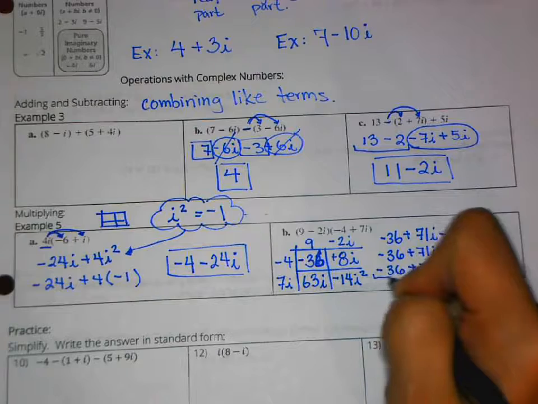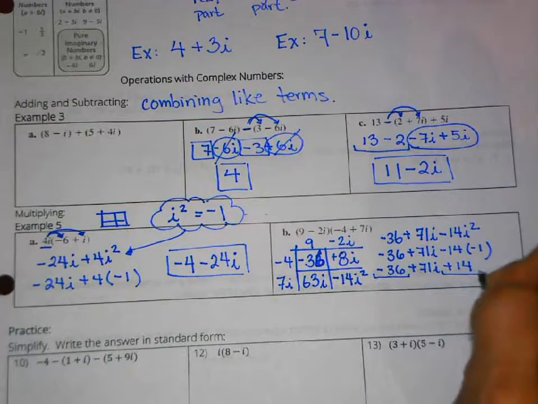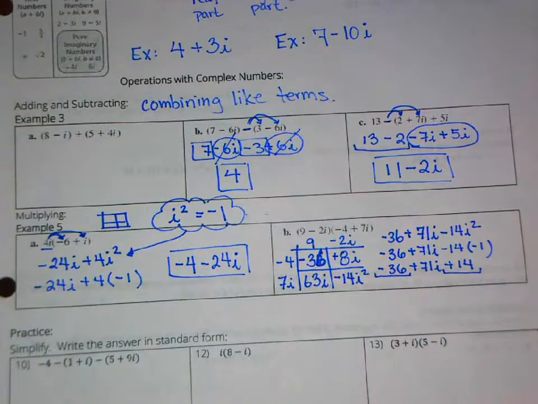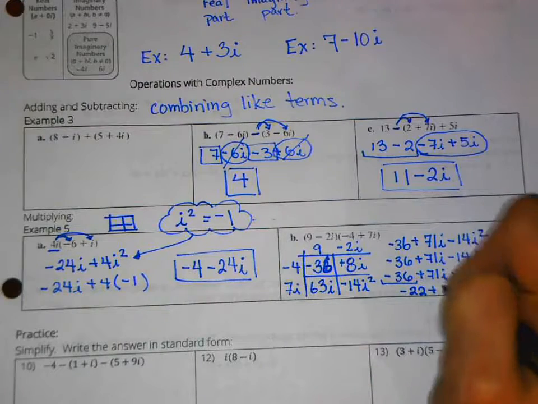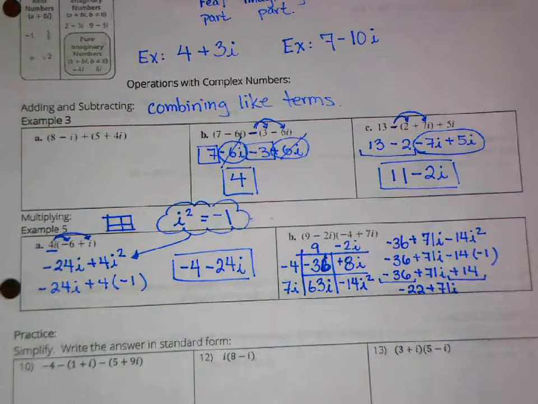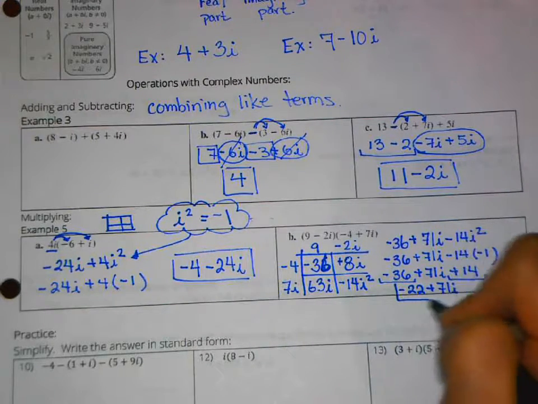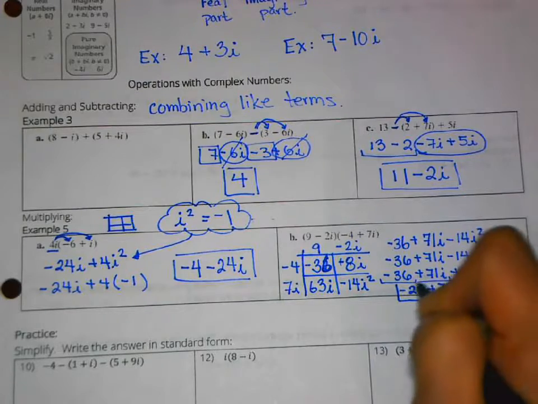Now I have two like terms that I can combine. Negative 36 plus 14 is going to give me negative 22 plus 71i. Real number in front, imaginary number in the back. That is my standard form, and that is my final answer.